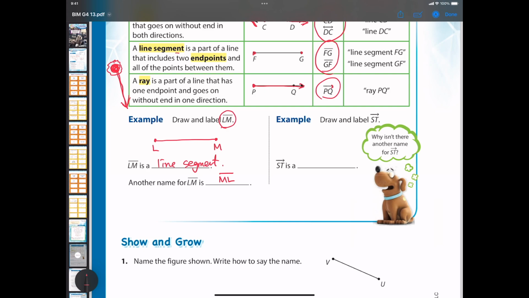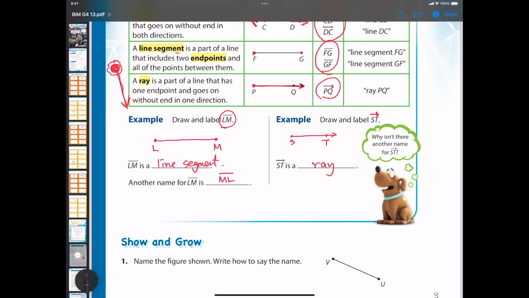Okay? Another example. Draw and label. This symbolizes a ray. You see that? There is only one arrow. Okay? Ray ST. Now let's draw this from the ending point to never ending, right? So that we call it ST. Okay, that's the ray. So ray ST is a what? Ray.